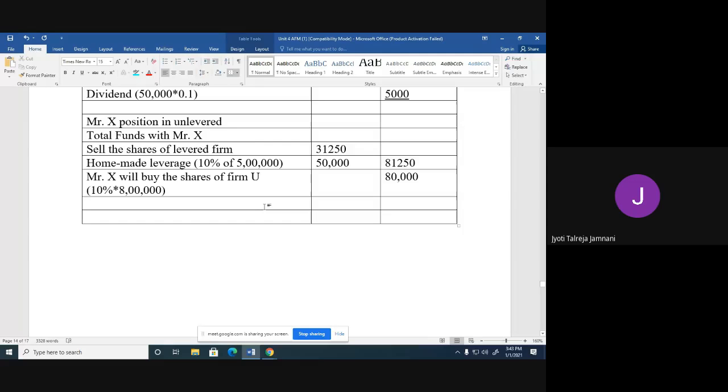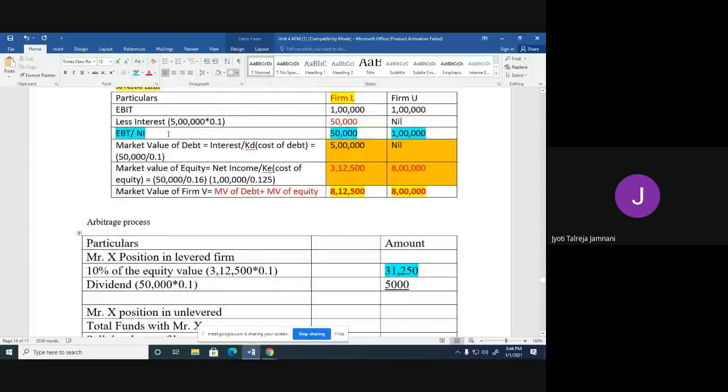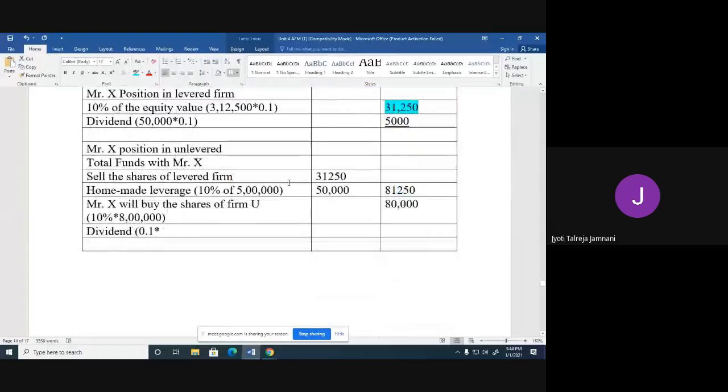Yes, ma'am. Now that he has bought the shares of firm U, he should also get dividend in firm U because he is 10% owner. So we will also calculate dividend for him, which is 10% of the net income of firm U, which is nothing but the income available to equity shareholders, which is 1 lakh. Of this 1 lakh, 10% he will get as dividend. So of 1 lakh, 10% is how much? 10,000. I'm writing it again in the inner column. I'll tell you why. But did you understand it here?